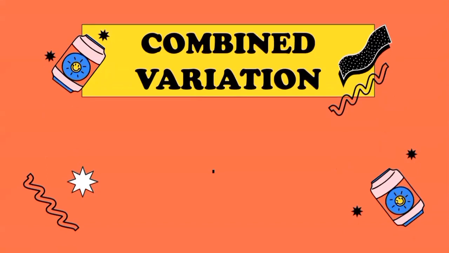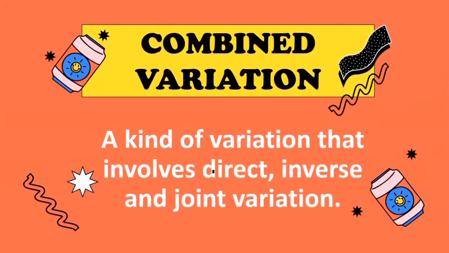So what is a combined variation? It is a kind of variation that involves direct, inverse, and joint variation. That is why it is called combined, because it can be a combination of 2 or 3 types of variation. Okay?